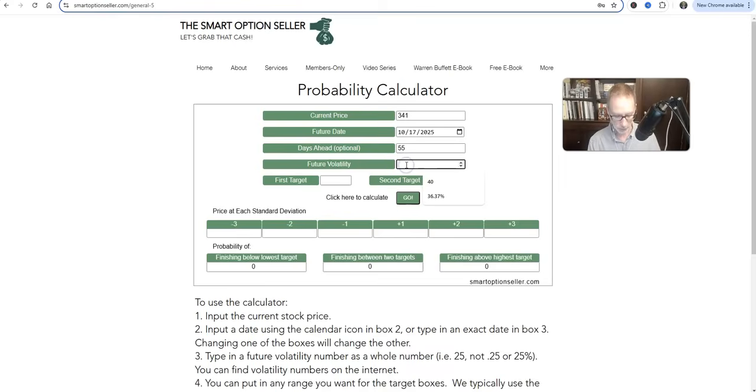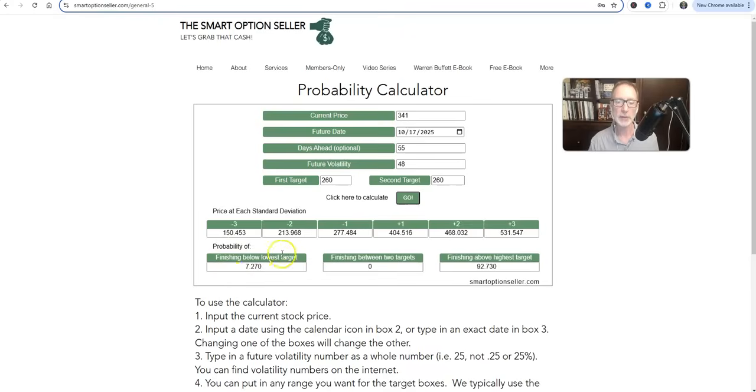That's what we want to use. We'll use 48%. It's a percentage number. Just type it in as 48. And in the target boxes, we want to see what are the chances of Tesla falling below a certain level. So in this case, let's just say 260 was our level that we were going to sell some put options for October, and click on go.